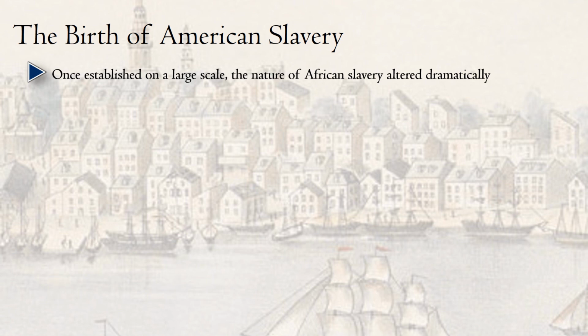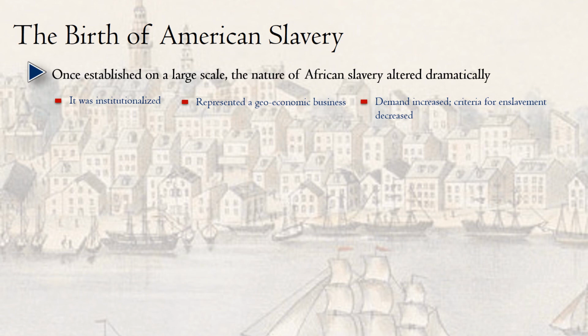So once established on a large scale, as we have noted, the nature of African slavery alters dramatically. It becomes institutionalized, or that is regularized. And as such, it represents a geo-economic business with big money happening on both sides of the Atlantic. And as the demand increases, so does the criteria for enslavement decrease. That means people are commoditized as a dollar sign is attached to people, and that figure grows. That means people's humanity is going to be recognized less and less.